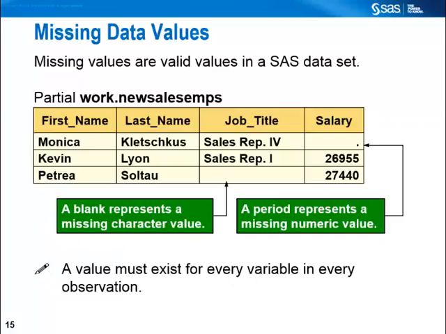Missing data values. Missing values are valid values in a SAS dataset. So we have a partial view of the table that we have produced, that is work.newsales_emps, where we see Petria's job title is missing and Monica's salary is missing. So a blank represents a missing character value in job title, whereas a period represents a missing value where the variable type or the data type is numeric. A value must exist for every variable in every observation.